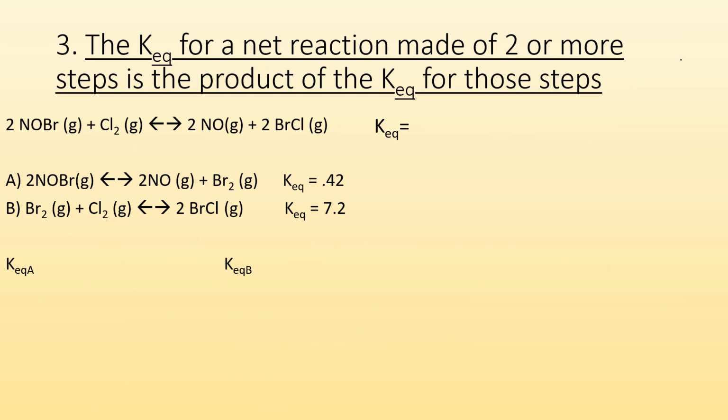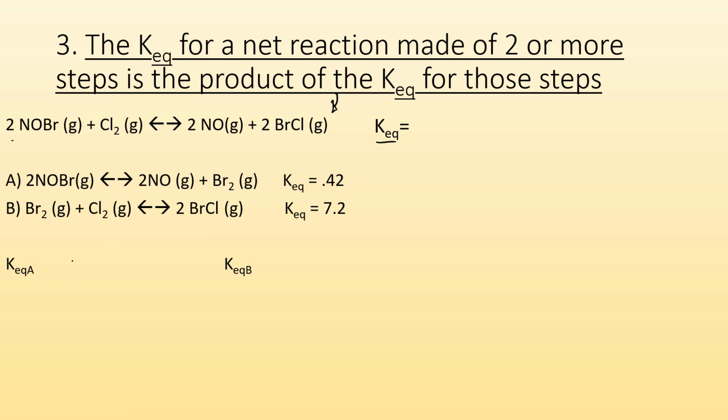Part 3, the KEQ for a net reaction made of 2 or more steps is the product of the KEQ for those steps. So here I got an overall reaction, and they want the KEQ, but they tell us here are the steps and the KEQs for those steps. Well, I can see when I combine those two, I'll end up with my resulting reaction, right? Well, let's see. Br2 is made in this first step, and it's used up in step B, so they cancel out. And you can see I'm left with everything in my equation now being the resulting equation. So everything is good to go. I know I can combine those two together, just how they are, and that'll give me my resulting reaction.